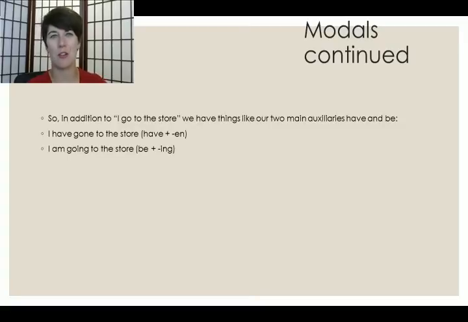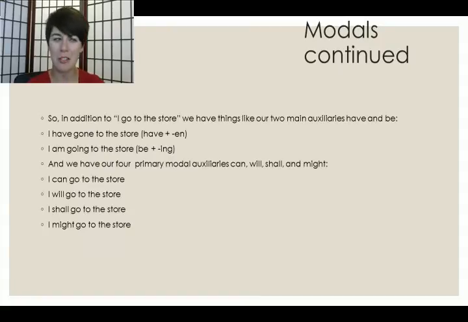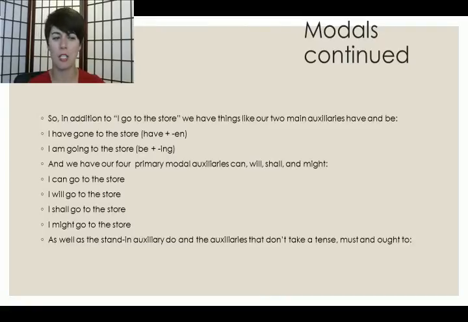And we have our 4 primary modal auxiliaries: can, will, shall, and might. I can go to the store, I will go to the store, I shall go to the store, and I might go to the store, as well as the stand-in auxiliary do, which doesn't take a tense, more on that in a minute, and the other 2 auxiliaries that don't take a tense, must and ought to. I do go to the store, I must go to the store, or something I say a lot, I ought to go to the store.